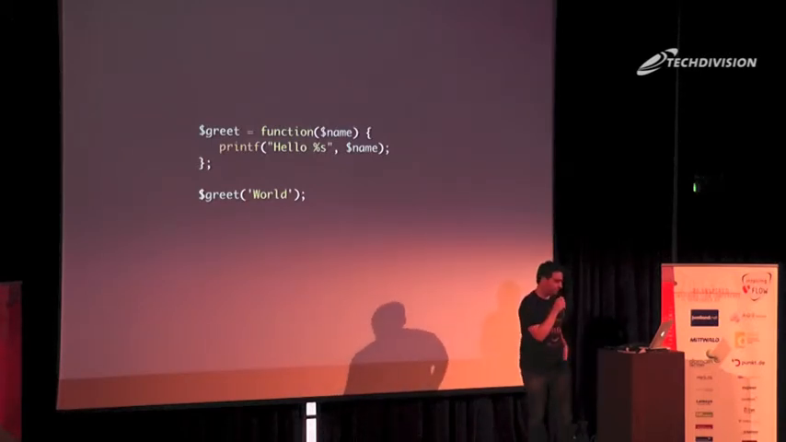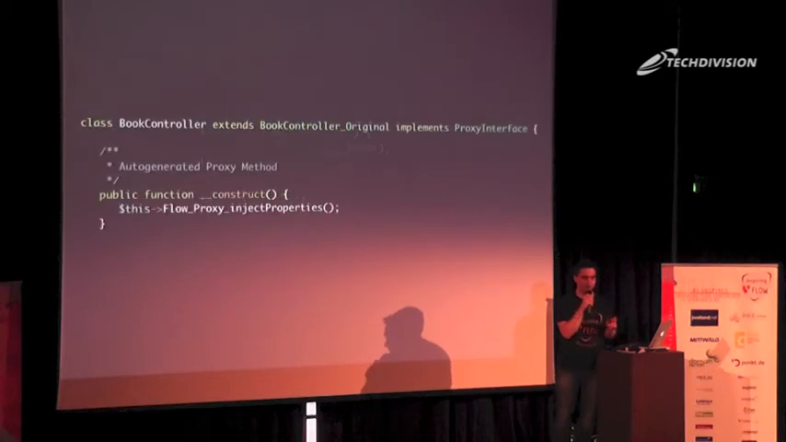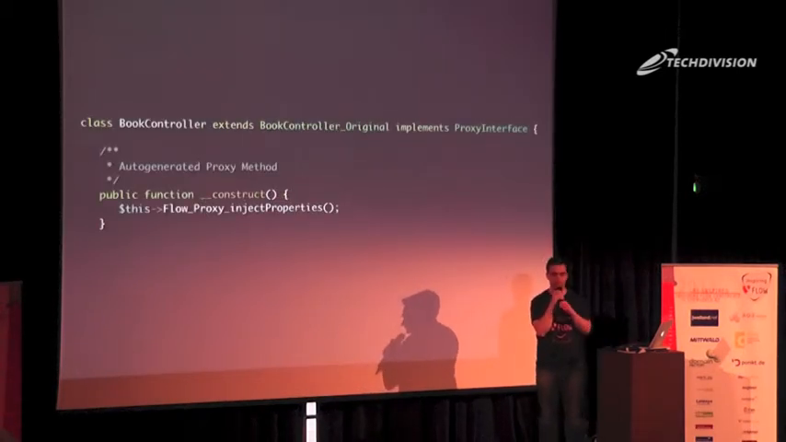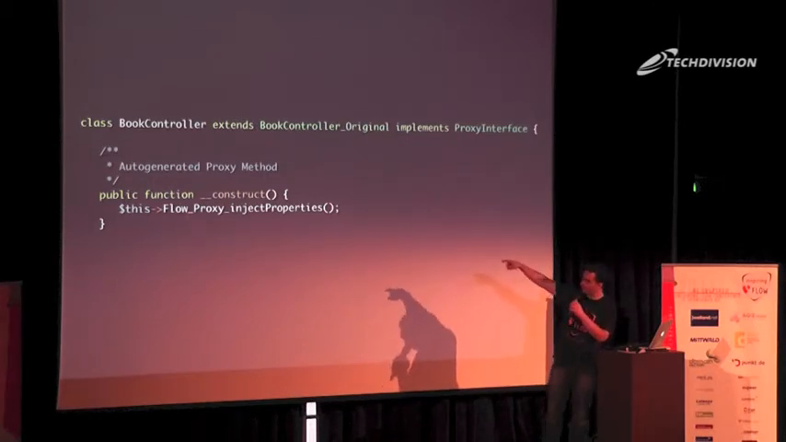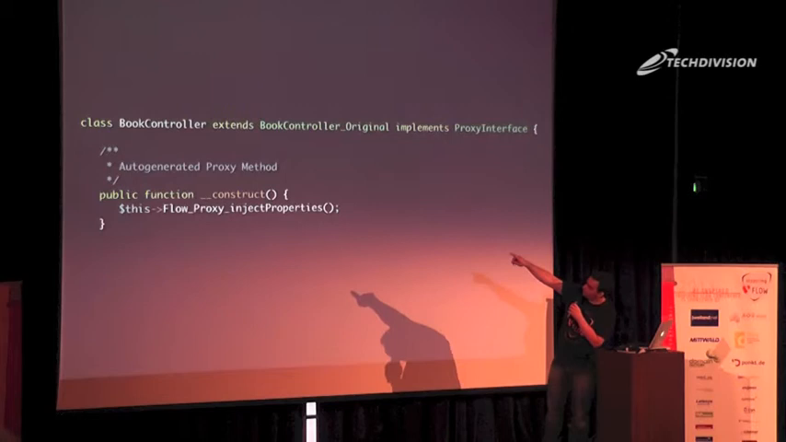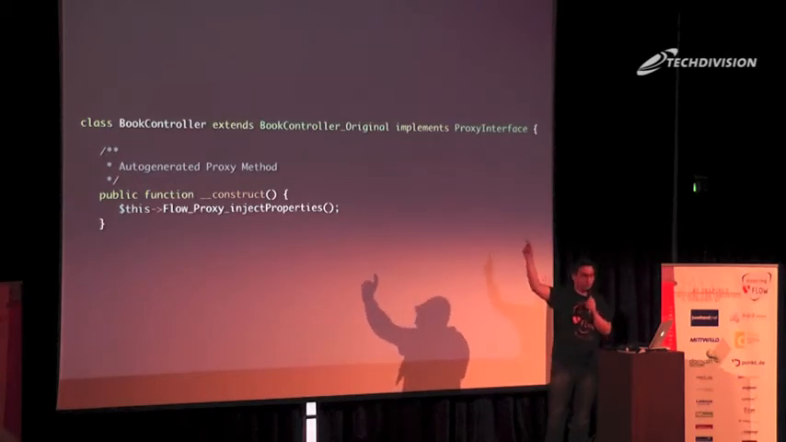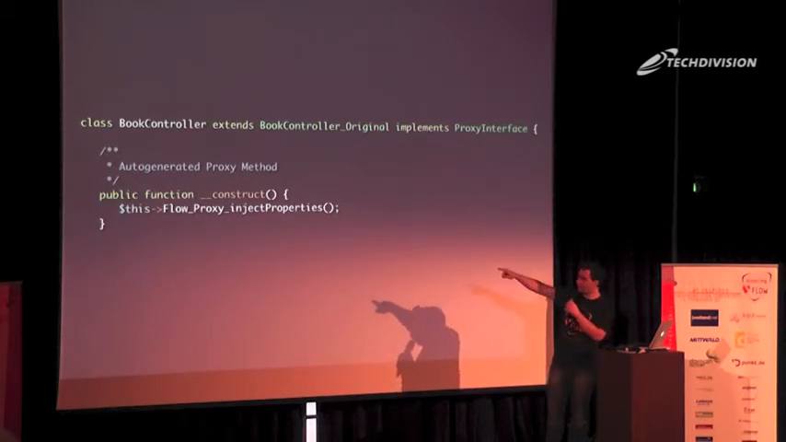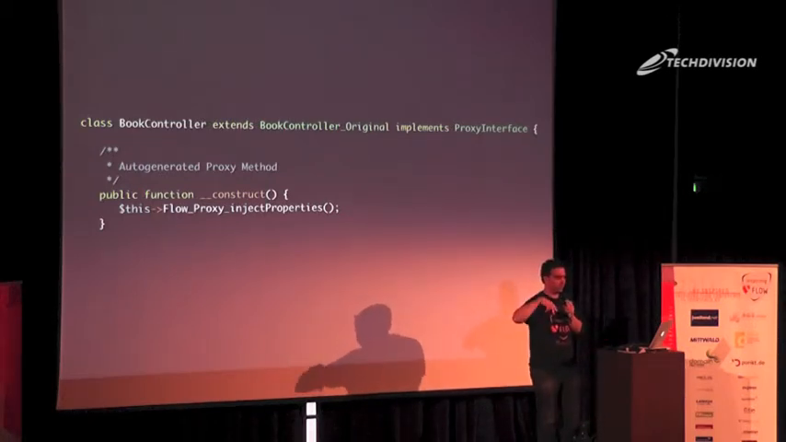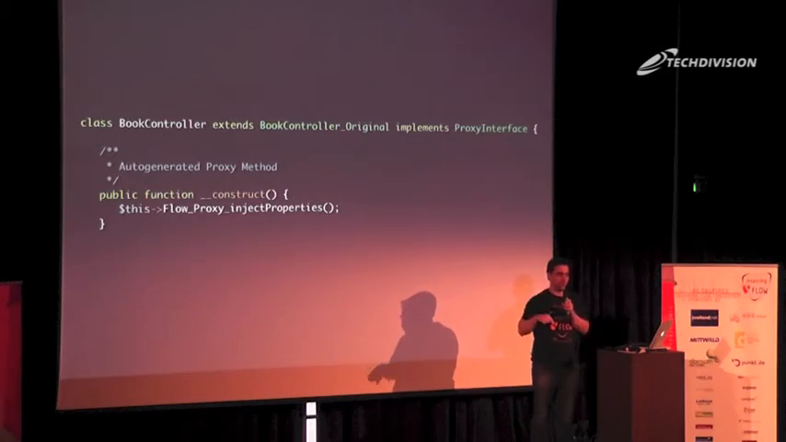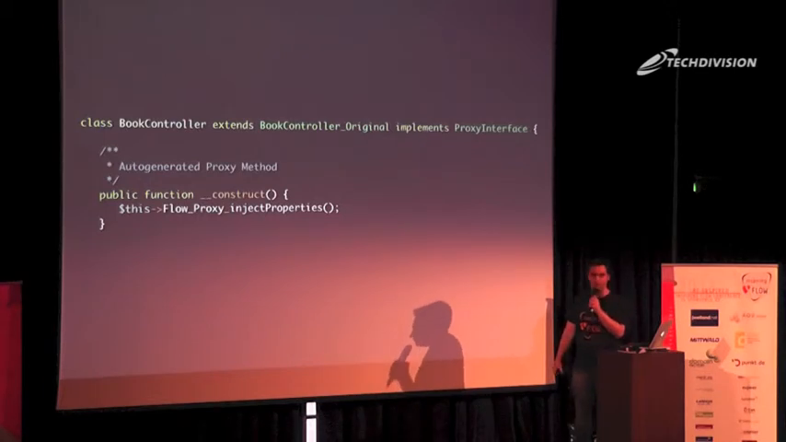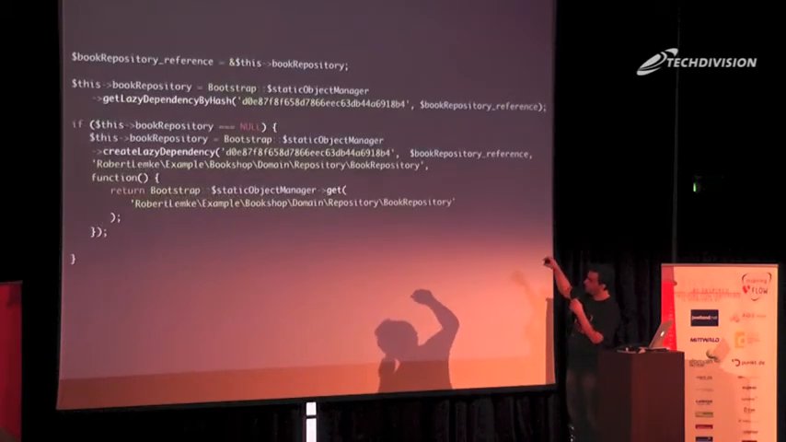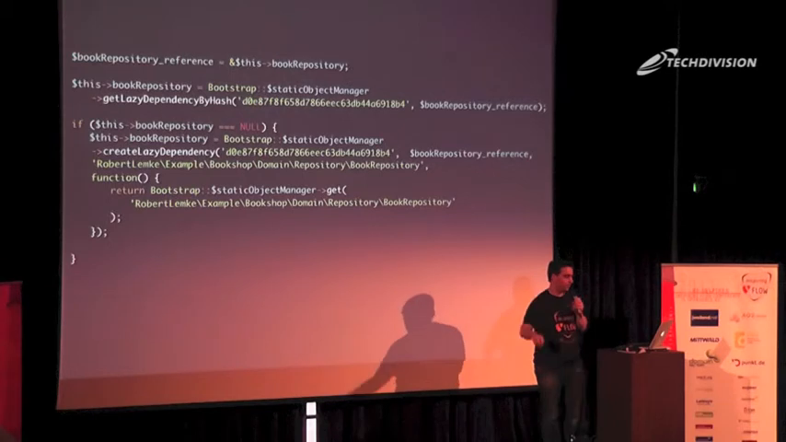Okay, we need that. And let's take a look into the proxy class of your book controller. I removed a few lines. You see, book controller extends your original book controller, and in the constructor it will call this Flow proxy inject properties, which will automatically inject all the properties you have in your class. So far so good? Yeah, that's easy. Now this is the method which is being called.